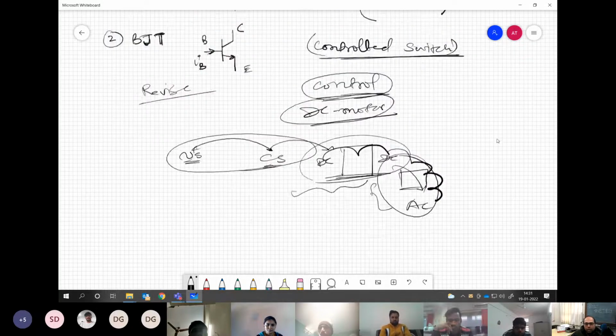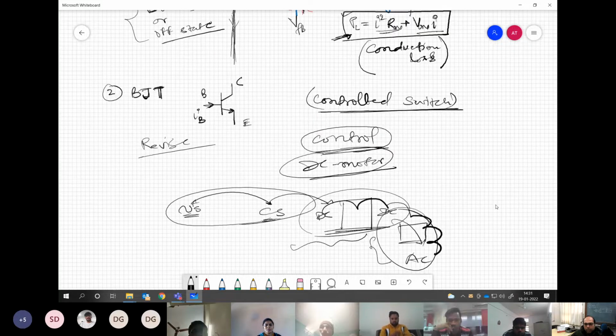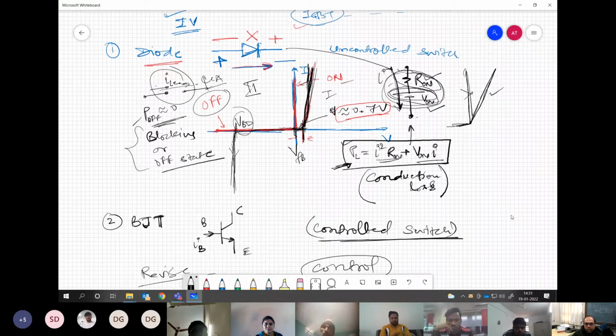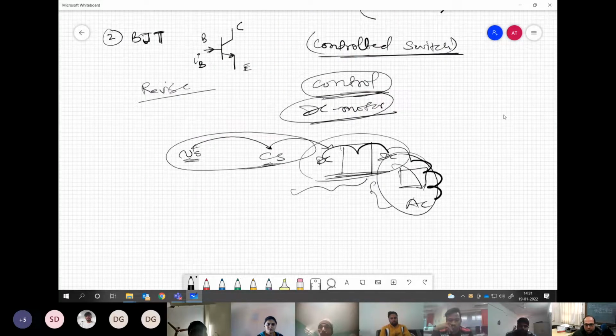Then we move on to a more controlled switch. Of course, here in the diode we have only two terminals, anode and cathode. So these are only power terminals. There is no third control terminal. So this is an uncontrolled switch. Now from here we are moving on to controlled switches. So the first switch we can have.